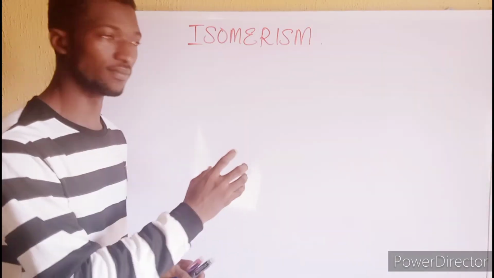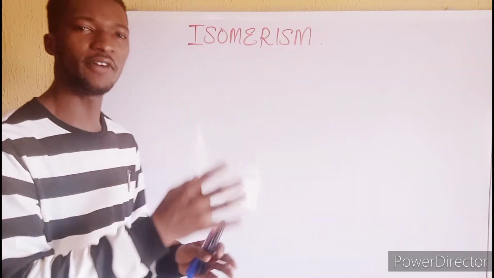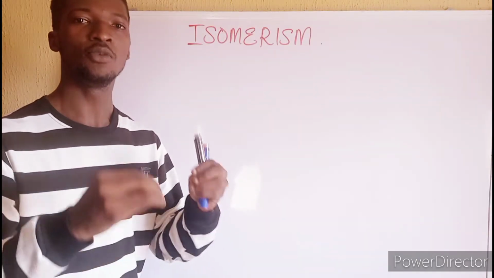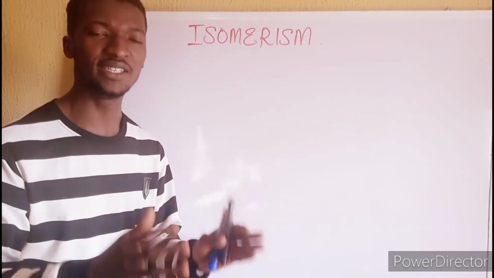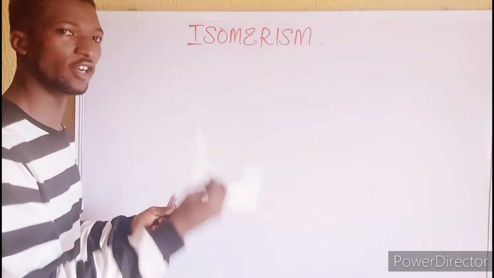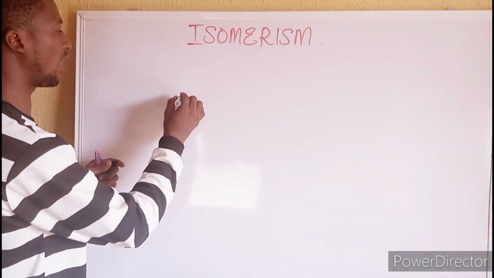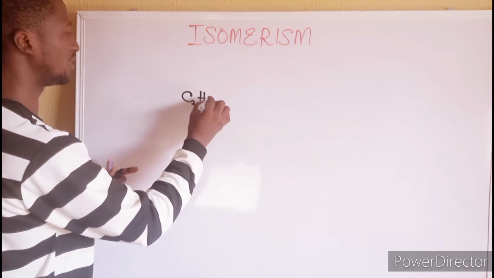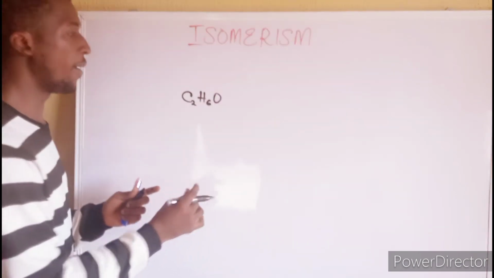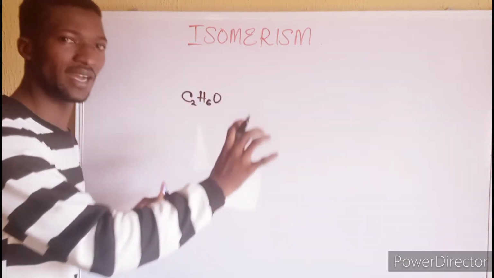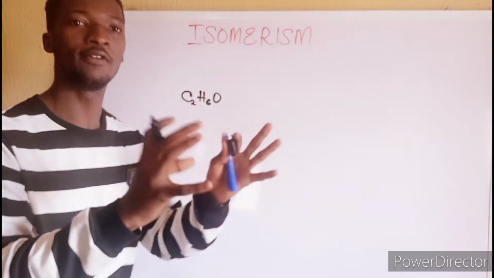What is isomerism? Isomerism can be defined as the occurrence of organic compounds with the same molecular formula but different structural formula. Meaning that I can have an organic compound with the molecular formula C2H6O, but it can exist in two different forms when it is expressed in a structural formula.